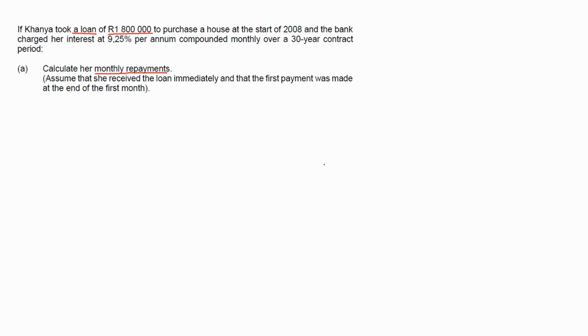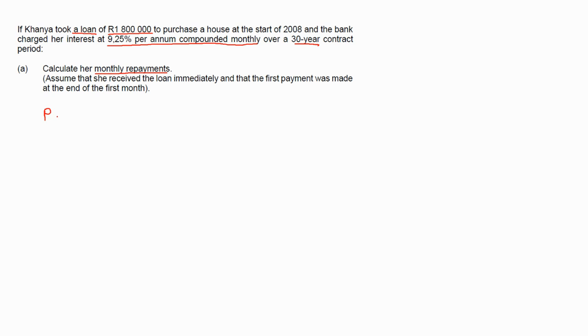1,800,000 to purchase a house at the start of 2008, and the bank charged her an interest of 9.25% per annum compounded monthly over a 30-year contract. So now we're going to use the present value formula. Okay, so we go to the formula sheet and then we copy the present value formula.